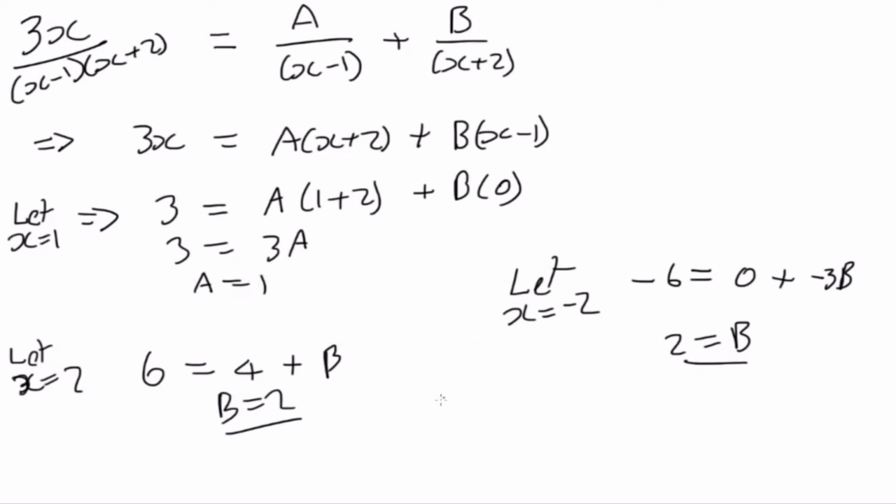Either way you get the same result, so we can write this up: A equals 1, so 1 over x minus 1, and B equals 2, so plus 2 over x plus 2. And that's your result for the first one. Let's move on to the second one.